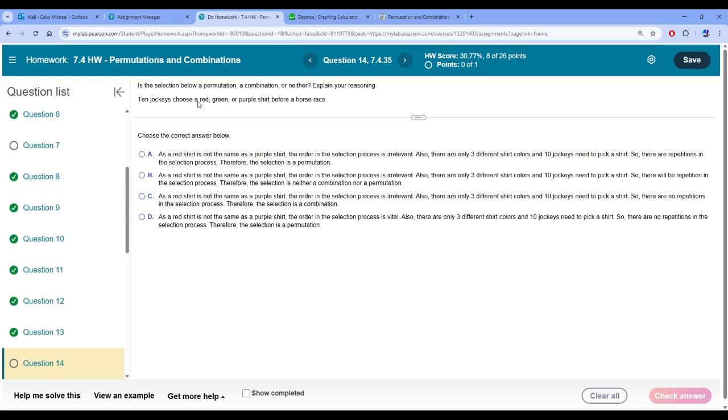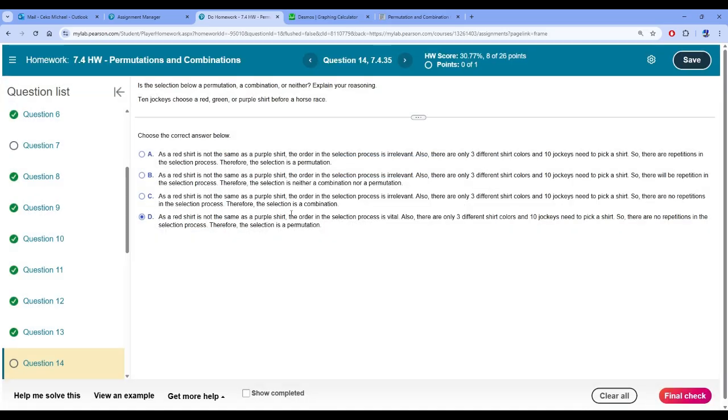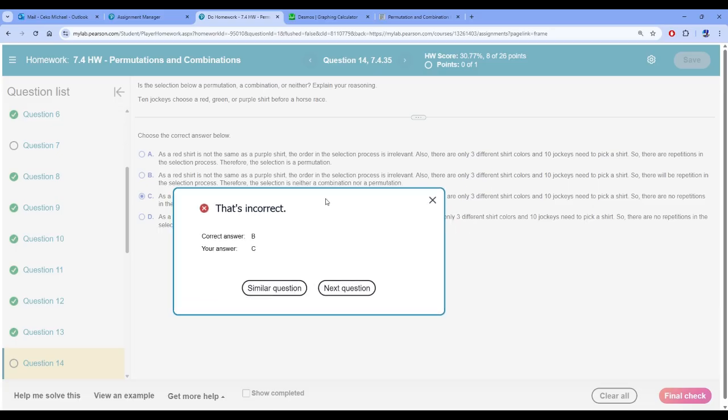10 jockeys choose red, green, or purple shirt before a horse race. I think it does matter because you have 10 jockeys. As a red shirt is not the same as a purple shirt, the order in the selection process is vital. It's a combination. What is it? No, it's neither a combination nor a permutation.